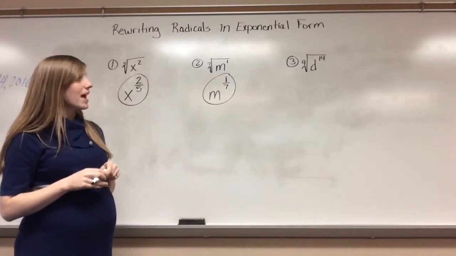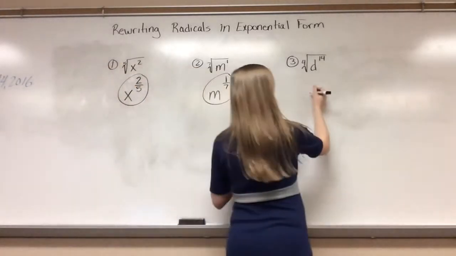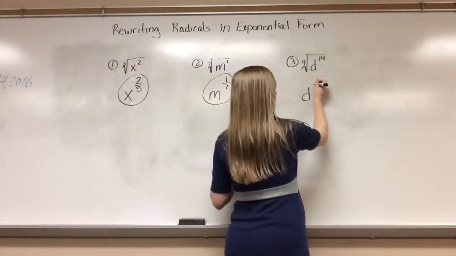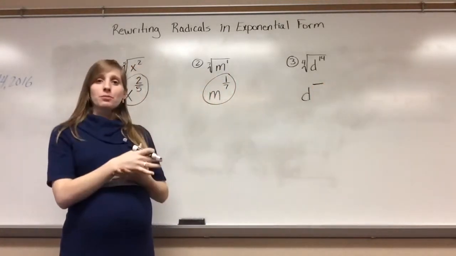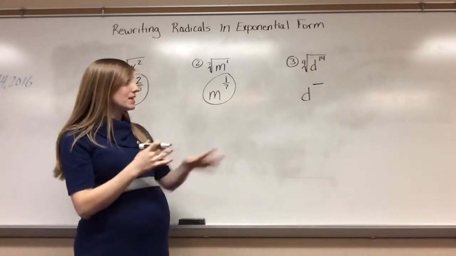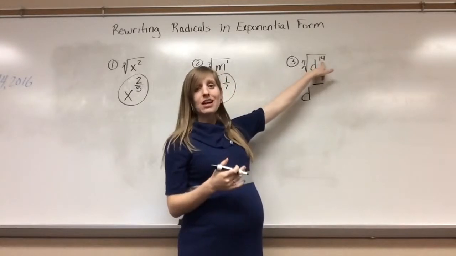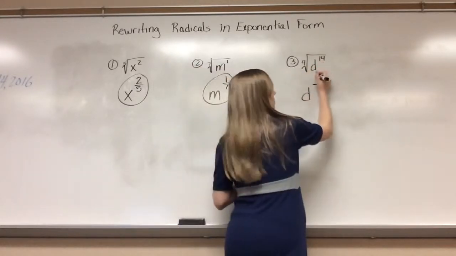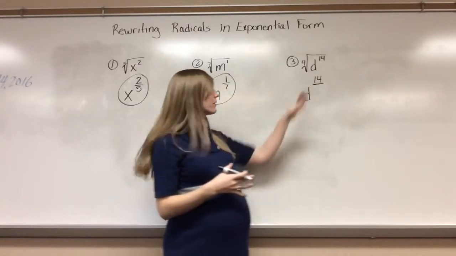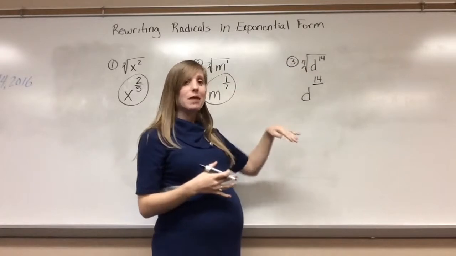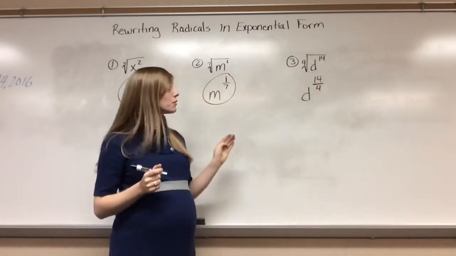Next one, number 3, we have the 4th root of d to the 14th power. Okay, so d stays the same. My exponent is going to be a fraction, a rational number. The numerator of that fraction is going to be the exponent in the original problem. Okay, the exponent in the original problem is 14, so my numerator is going to be 14. The denominator is the radical. Okay, so my radical here is 4, so my denominator is going to be 4. So I have d to the 14/4.